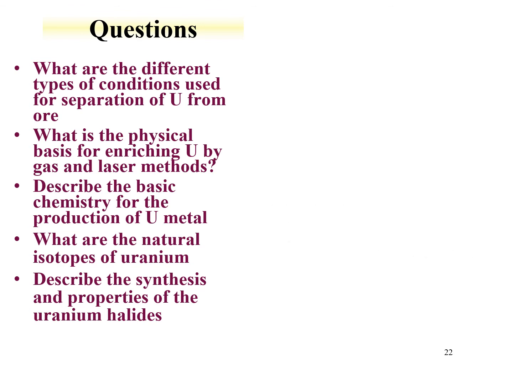What are some of the natural isotopes of uranium? As we discussed earlier, there is uranium-235, which is 0.7%, uranium-238, which is the bulk of the uranium, and then some uranium-234, which is in equilibrium with uranium-238 due to the decay route. And some synthesis and properties of the uranium halides. Well, we discussed those previously, where we talked about starting compounds for the formation of uranium metal, and these can be achieved either from using the uranium metal with the acids or the gases.